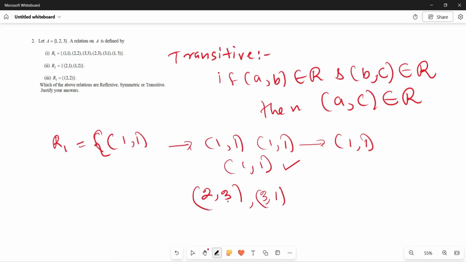Now consider this one: 2 comma 3, ending with 3, then 3 comma 1. Then you want to say about 2 comma 1, is that present? No, 2 comma 1 is not present, so you can't say that this is transitive. The reason is 2 comma 3, 3 comma 1, so 2 comma 1 should be there, but 2 comma 1 is not present.